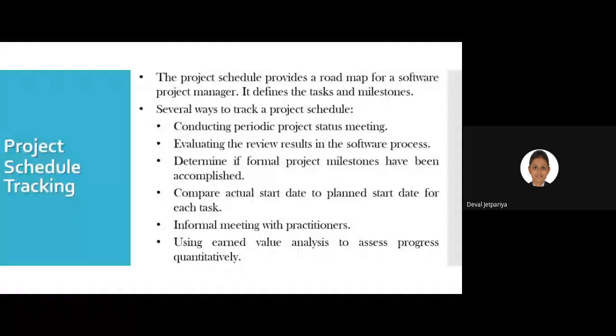Informal meeting with practitioners. So we are doing an informal meeting as well, just to get an exact overview of our project. Last is using earned value analysis to assess a project quantitatively, right? Whatever value we had analyzed until this time, with that factor also we can analyze. One more factor using which we can perform the tracking, but that process is not an ongoing process.